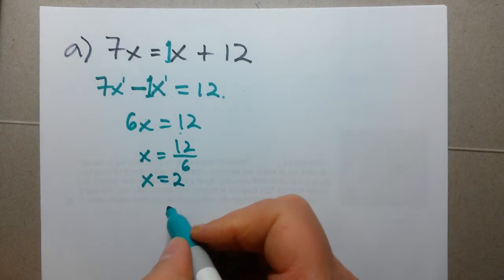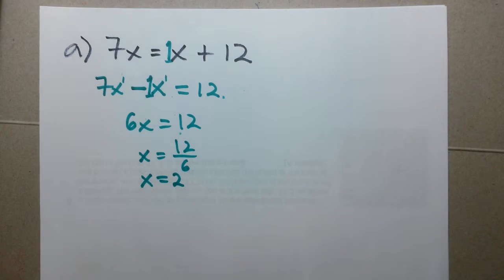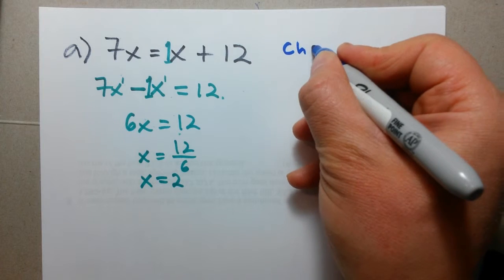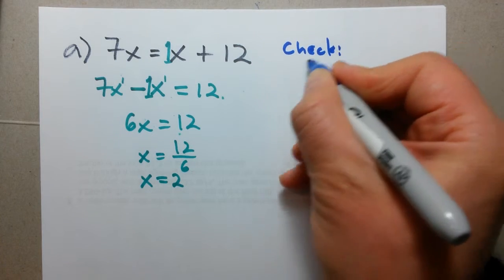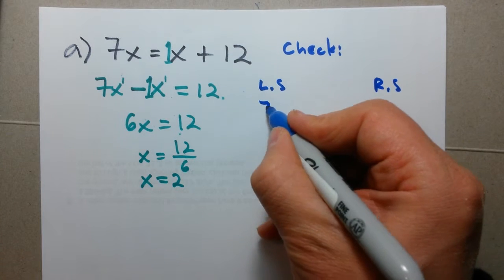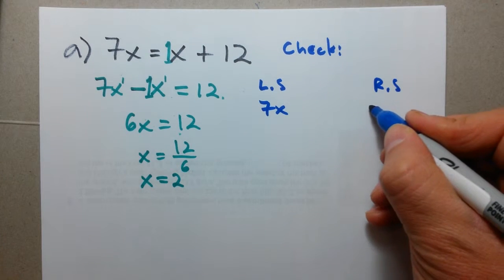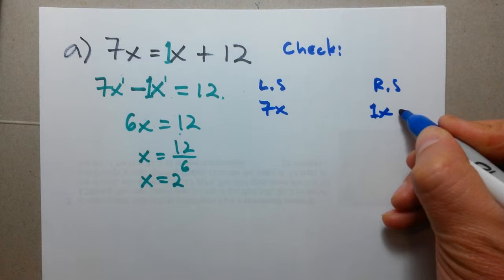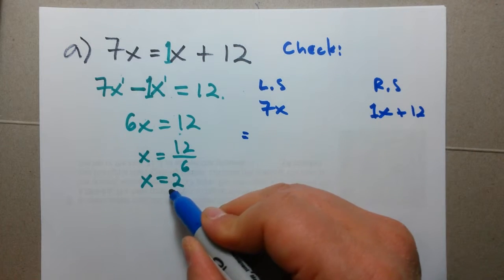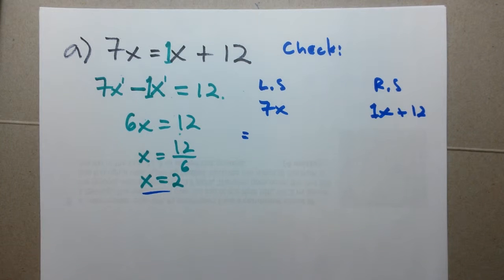2. Now, just like before, I would only show you for the first example, you can always check your answers. Just like before, you check that the left side equals the right side. The left side happens to be 7x. The right side is 1x plus 12. So we substitute 2, which is what we got, on both sides.